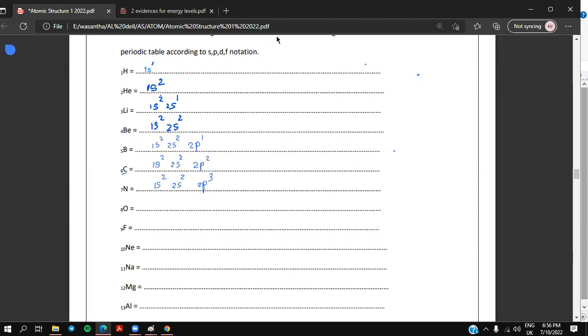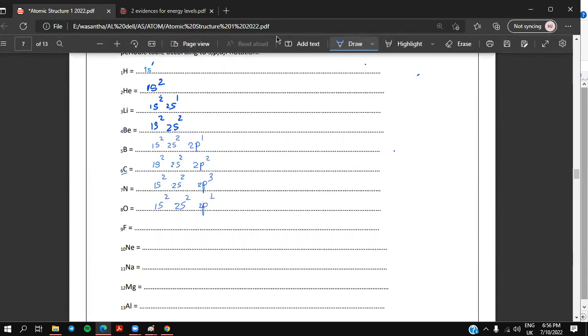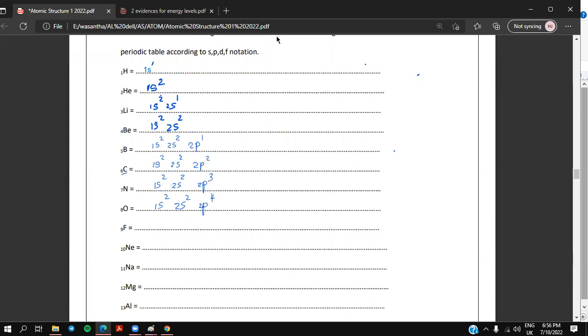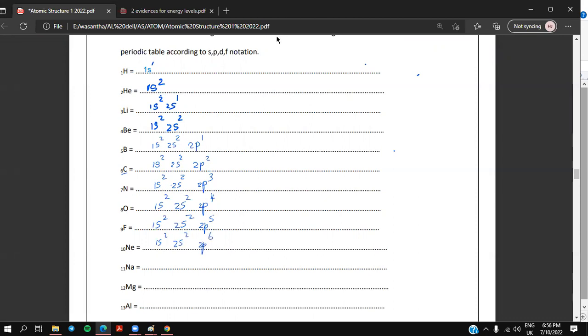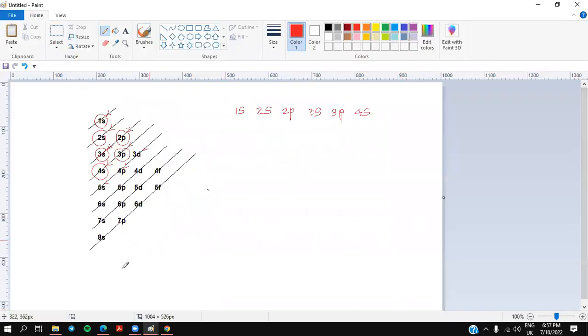Next one, oxygen, 8 electrons. 1s2, 2s2, 2p4, because p can have a maximum of 6 electrons. Now go to fluorine. 1s2, 2s2, how many electrons are remaining? 5. 2p5. And for neon, 10 electrons. I can write 1s2, 2s2, 2p6. I have filled the p orbitals with the maximum electron number they can have.